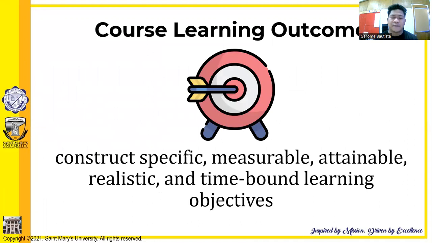So for this lesson, we have this course learning outcome. At the end of this lesson, you are expected to be able to construct specific, measurable, attainable, realistic, and time-bound learning objectives. This is what I want you to be able to do at the end of this lesson. I want you to be writers of SMART objectives. We have specific, measurable, attainable, realistic, and time-bound.